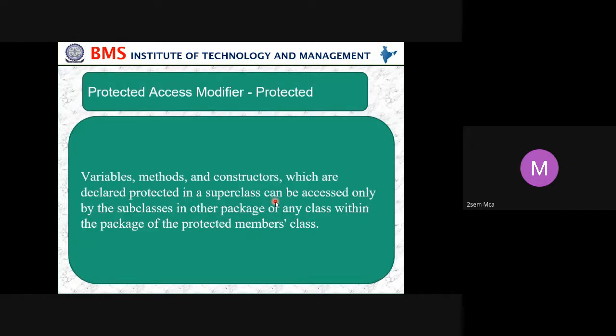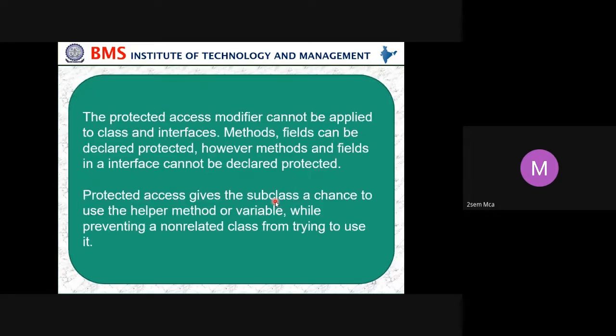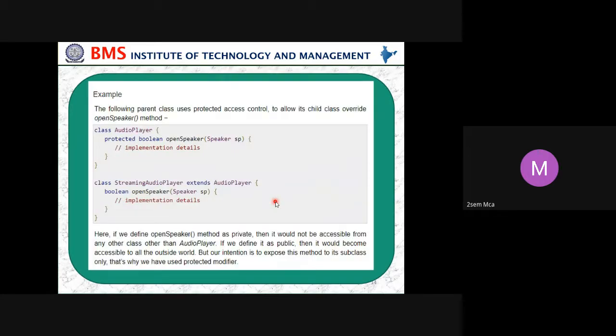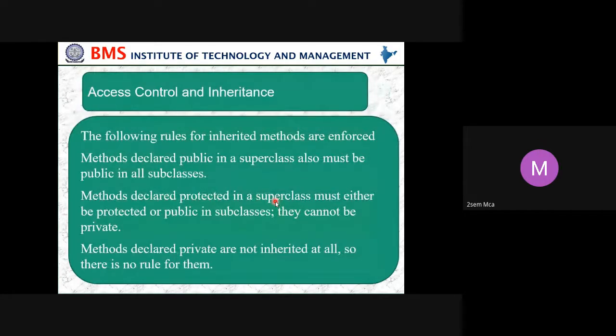Next is one more access modifier, that is protected. When could we use protected? When we don't want to give access to everyone, and we want to restrict it only to our family members, so to speak, we use protected, meaning only from the base class to the derived class. So in that case, we use protected. This is an example for protected. Then how access control and inheritance are used.